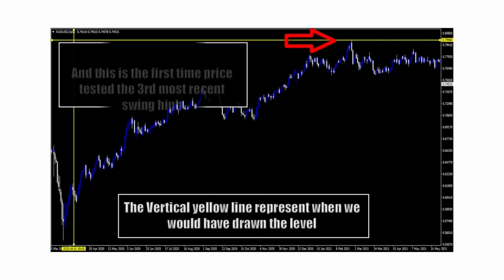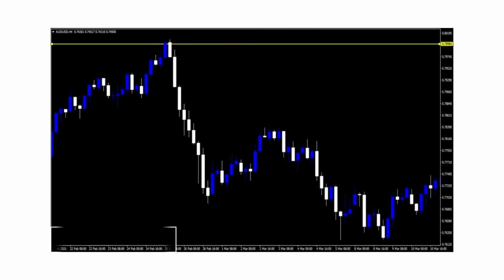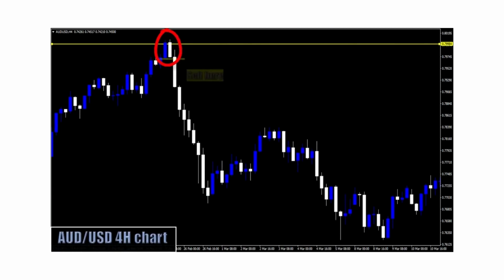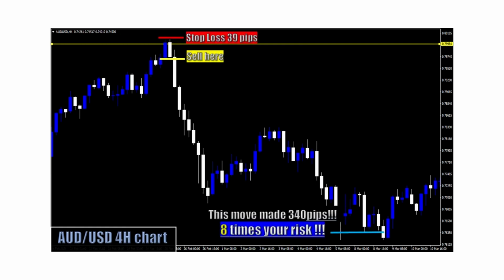Now let's move to the third most recent swing high, first touch. When price came back to it, it made a railroad track there. We could have entered at the break of this railroad track with a stop loss of 39 pips, and it would have made 340 pips, which means 8 times your risk. If you place 2% there, you just make 16% out of it.